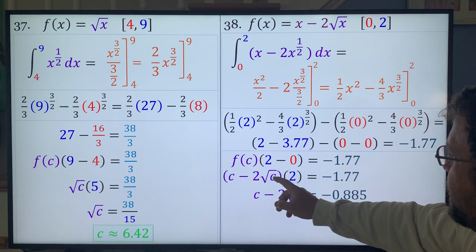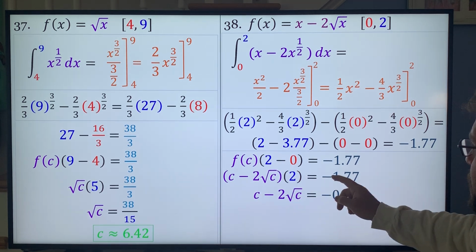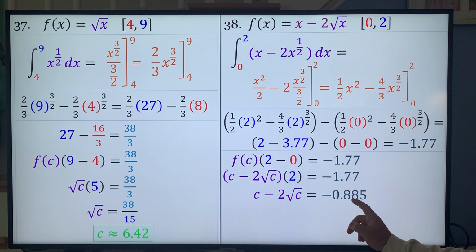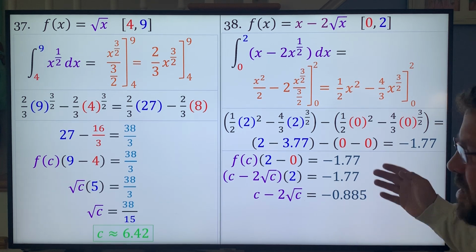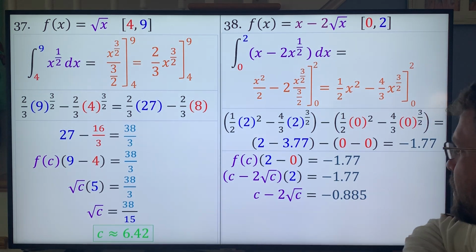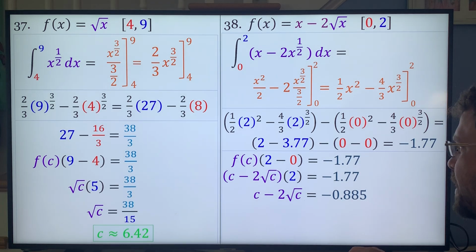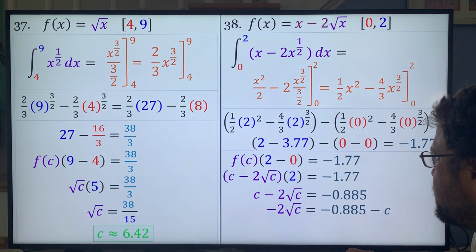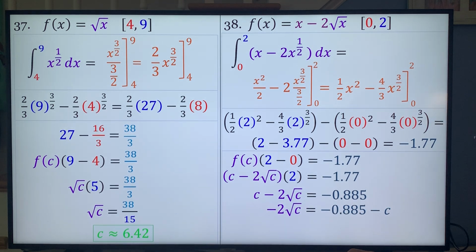You can distribute it, but why not just divide both sides by 2? Negative 1.77 divided by 2 is negative 0.885, negative 885 thousandths. Now what do we do? How do you think we solve for this? Why don't we subtract c from both sides?